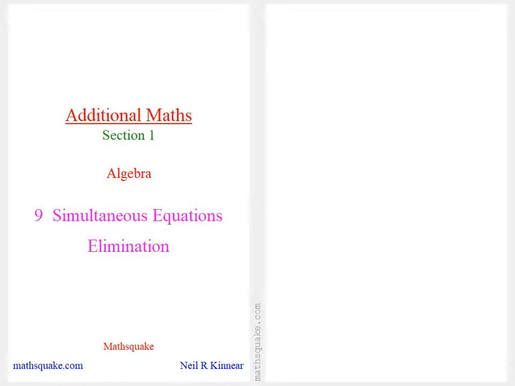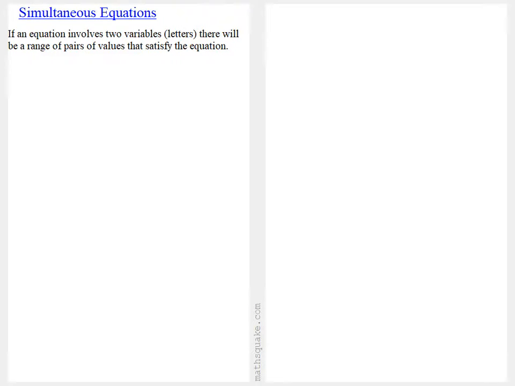Additional Maths, Algebra 9. Simultaneous equations solved by elimination. Simultaneous equations. If an equation involves two variables or letters, there'll be a range of pairs of values that satisfy the equation. For example, if we take the equation x plus y equals 6, this has many possible solutions.